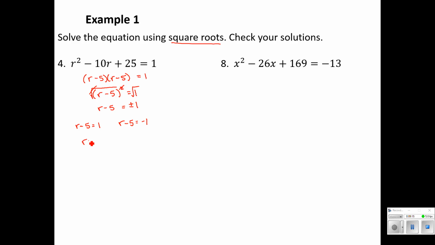If we add 5 to both sides, we get r equals 6. Add 5 to both sides, we get r equals 4. And those are our two solutions.